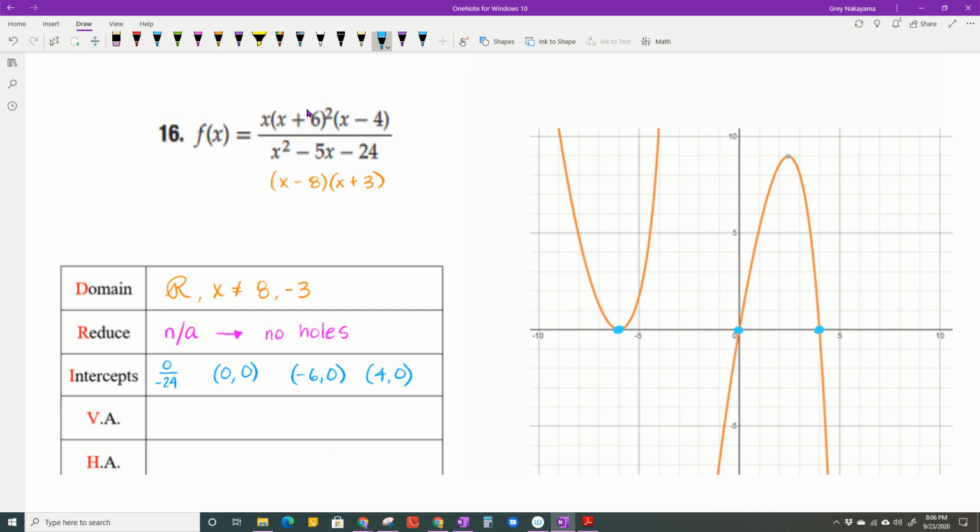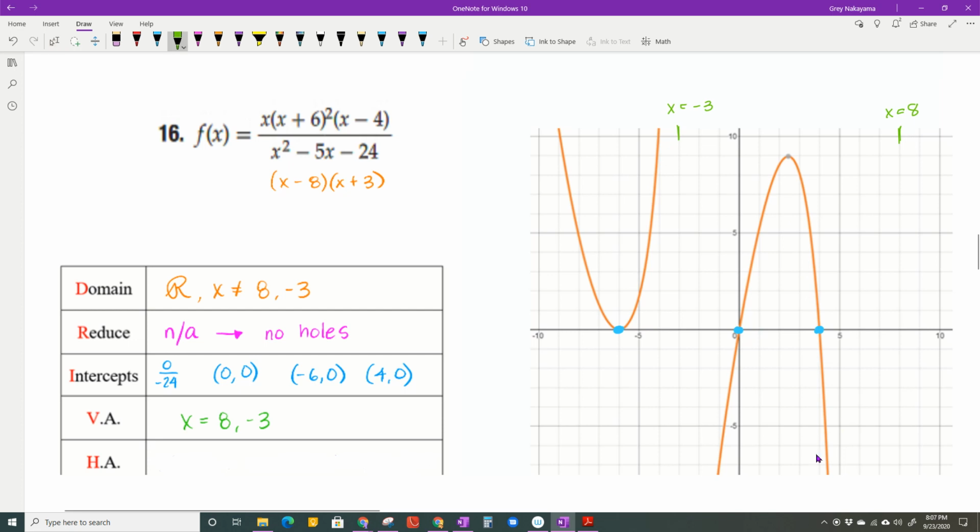Vertical asymptotes. I have no holes, so it's the same thing as my domain. x equals 8 or negative 3. So I'm going to write that up top. So where's negative 1, 2, 3? This right here is x equals negative 3. And over here is x equals 8. So I've got vertical asymptotes in both of these places. And you can see that the graphs are actually approaching it, not crossing that.